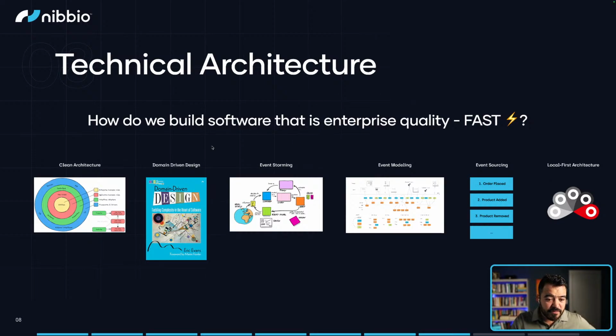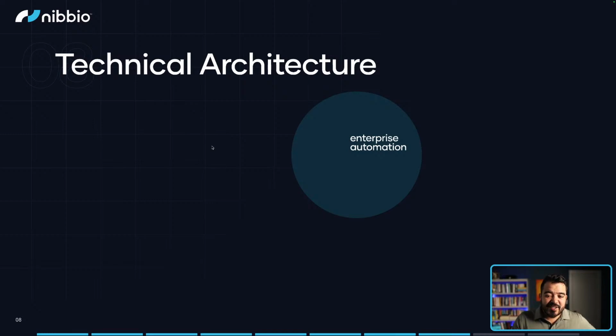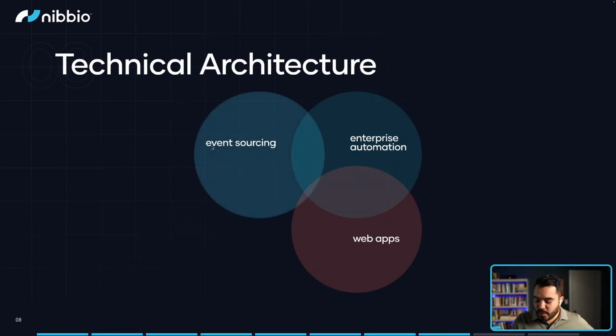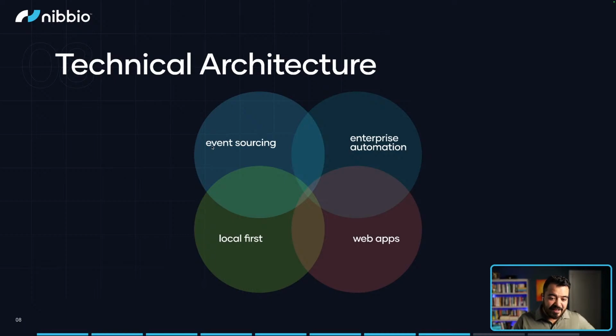The journey so far has allowed us to arrive at a Venn diagram that's very, very tight, right? We started with enterprise automation and RPA. We then started building web applications. Then we moved on to event sourcing and local first. And this Venn diagram is very, very tight, right? You get people that know about web apps and enterprise automation, but might not know a lot about event sourcing, and vice versa.